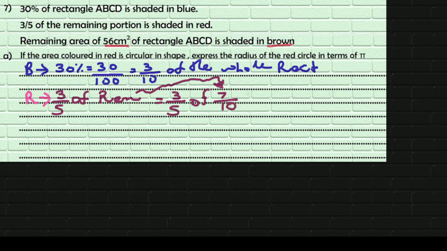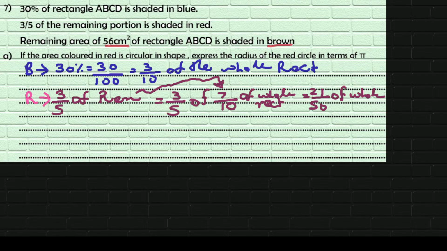So now what would that give us? That gives us 21 over 50 of the entire rectangle. So what is remaining is 7. I should have written 7/10 of the whole rectangle. So that would give us 21 over 50 of the whole rectangle.